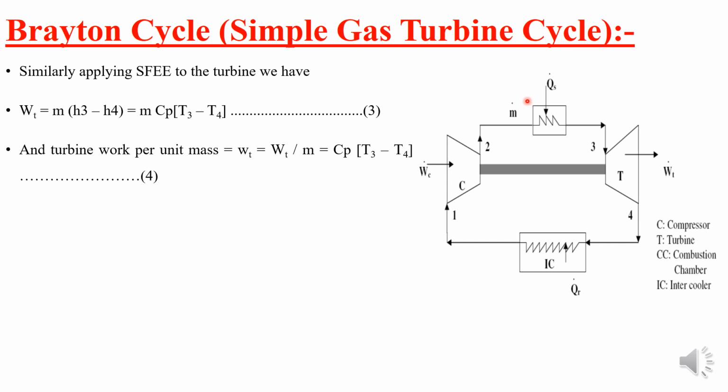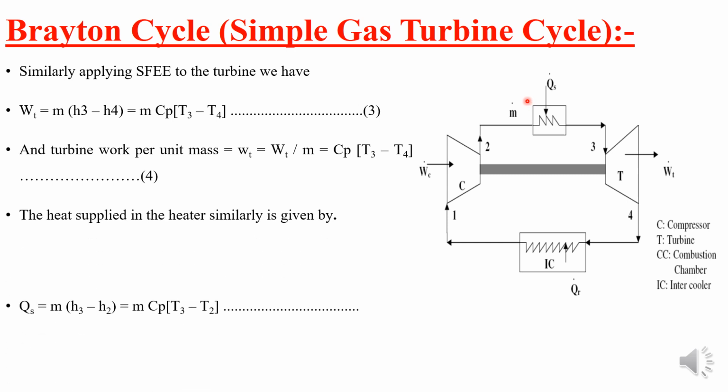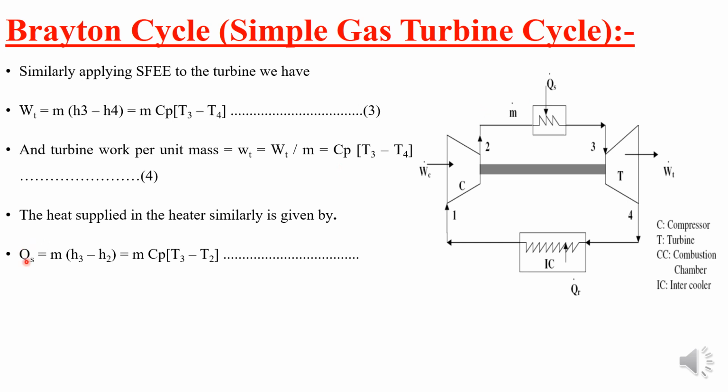So note down, QS is nothing but M into (H3 minus H2). Again, you represent H3 and H2 in terms of temperatures. So Cp into T3 minus Cp into T2. Cp will be common, you can take it outside, T3 minus T2. So note down the equation as 5. For unit mass, whatever equation you got, just divide by M. So you will get the expression like this.